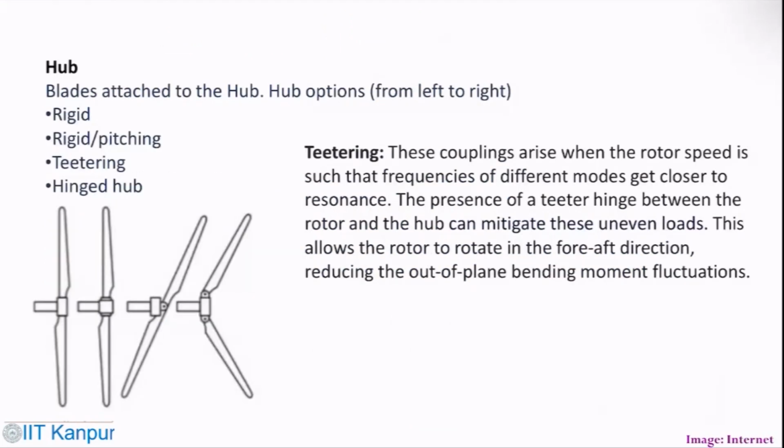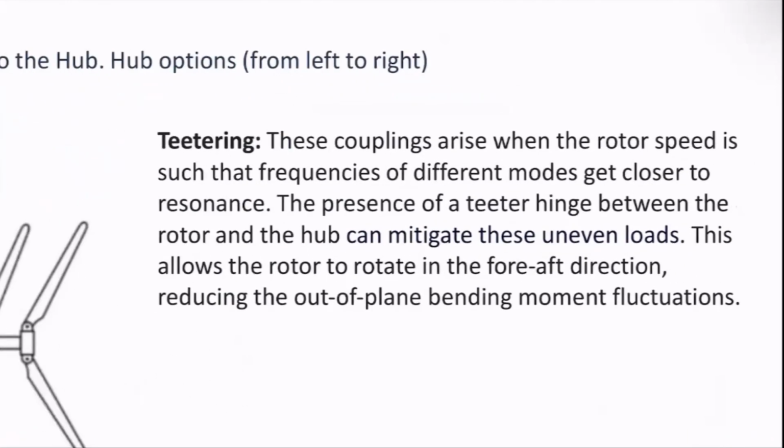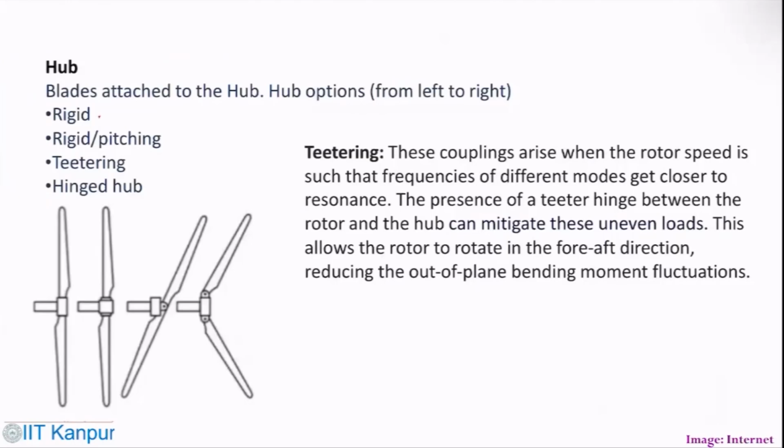Now, hub. Blades are attached to the hub. They could be rigid or pitching, tethering, or hinged hubs. This is a picture of a rigid hub. Rigid or pitching hub, this is the picture of that. Tethering hub, this is the tethering, and hinged hub, this is the picture of a hinge hub.